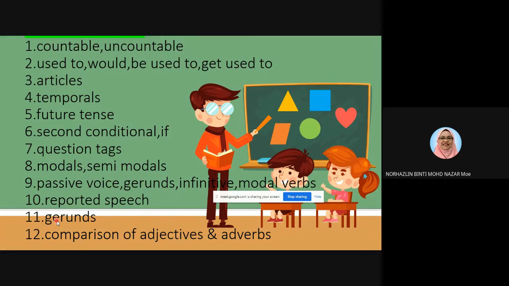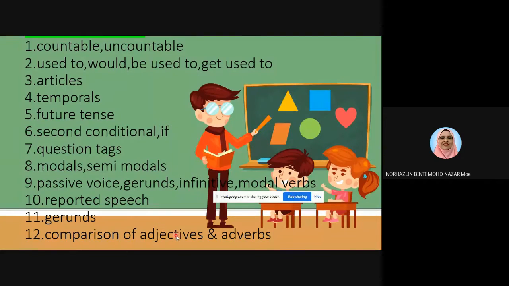Next, gerunds. Here we have gerunds, and again, you have to study deeper about gerunds. It's very important, these two things. It's the same actually, but this one is much deeper. And the last grammar for this year: students are able to use comparison of adjectives and also comparison of adverbs.